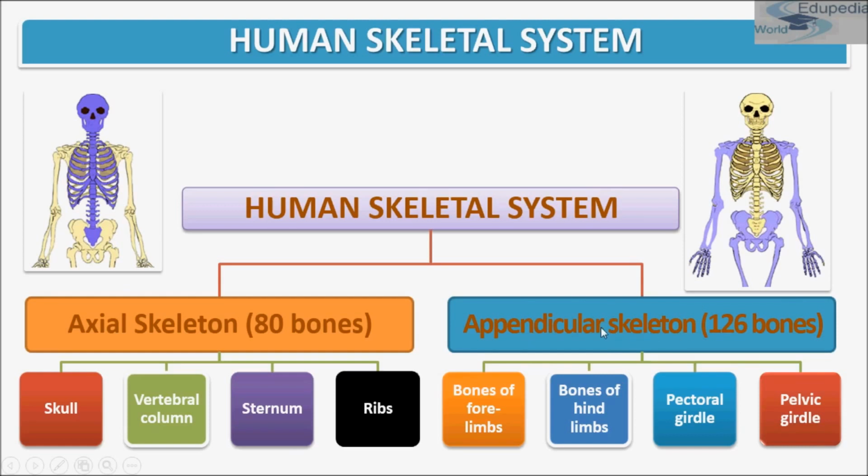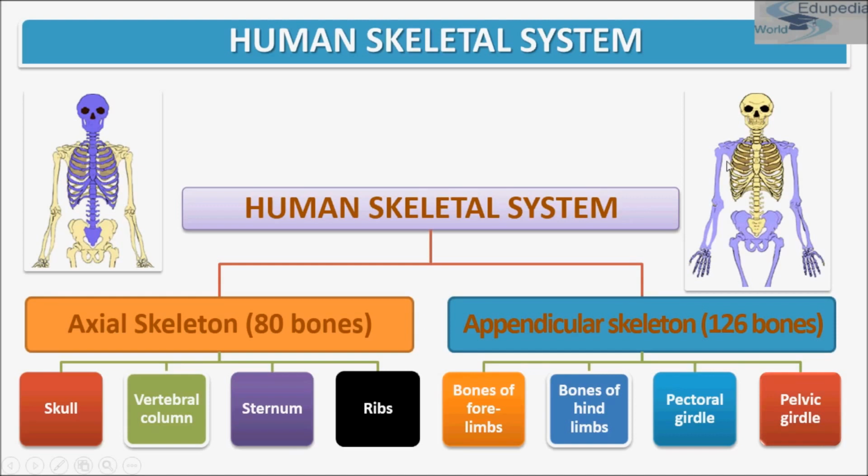Now the second part of the human skeletal system is the appendicular skeleton. It lies along the transverse axis of the body, and it includes 2 types of girdles and limb bones. See, this is the pectoral girdle, this is the pelvic girdle. And limbs: bones of the hind limb and bones of the forelimb. So this is the appendicular skeleton. First we'll talk about the pectoral girdle. There are 2 in number, each formed of 2 bones, clavicle and scapula.